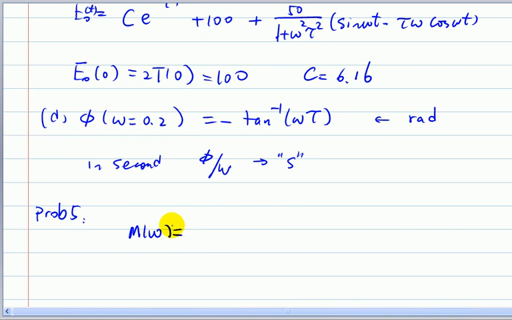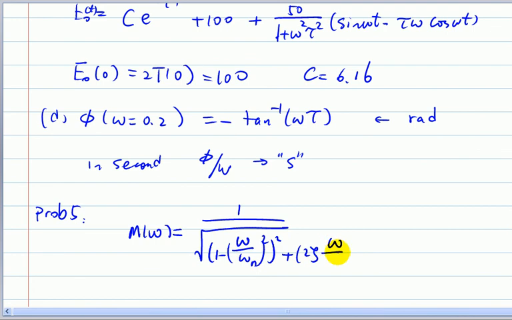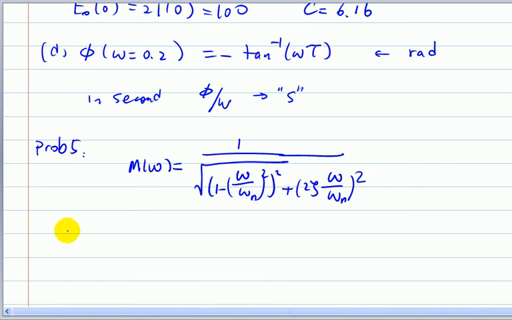So M of omega equals 1 over this portion, 1 minus omega over omega n squared, plus 2 zeta omega over omega n squared. Okay. Now, what's zeta when omega equals omega n, such that M of omega n equals 1?